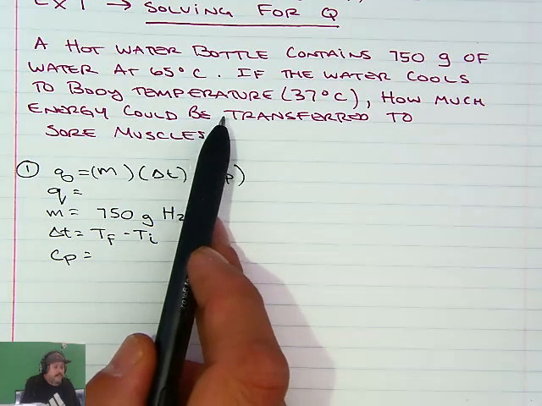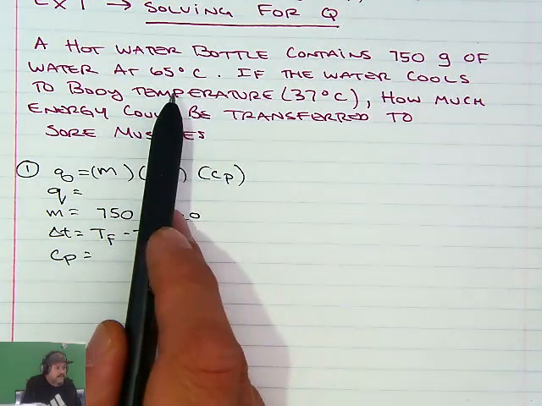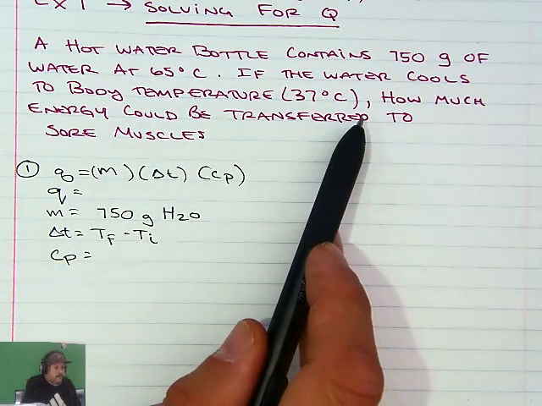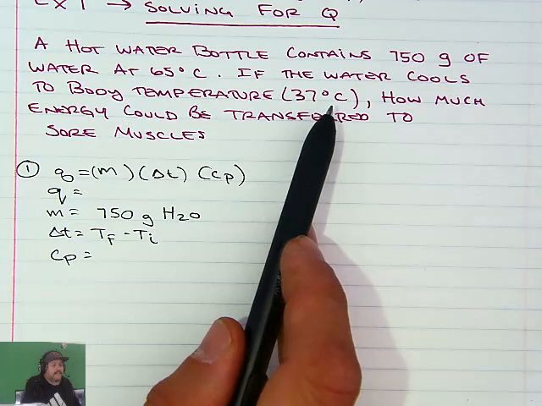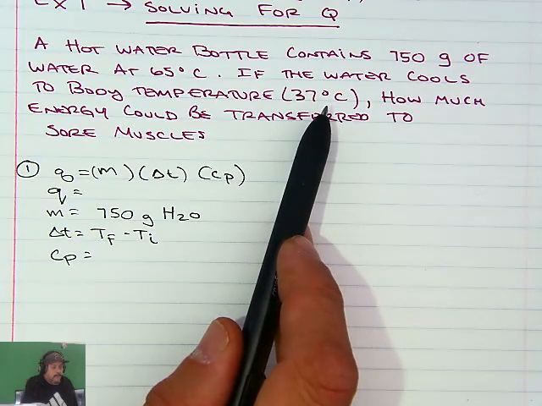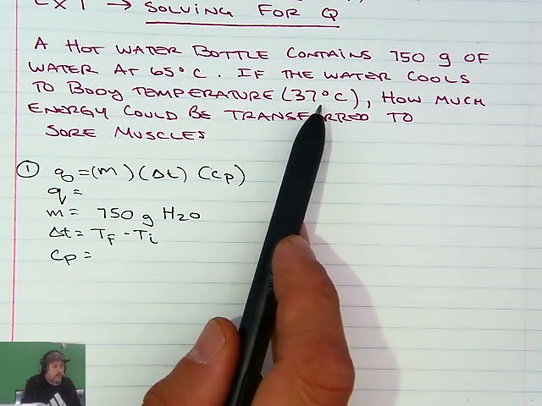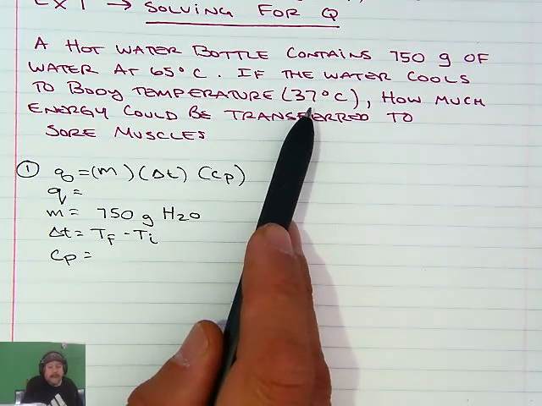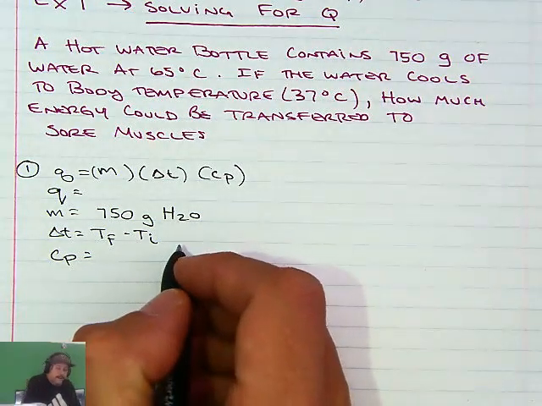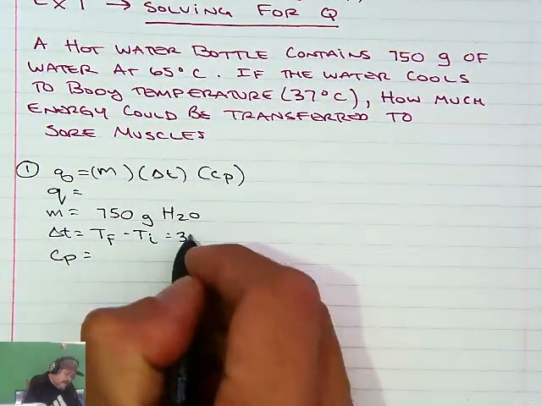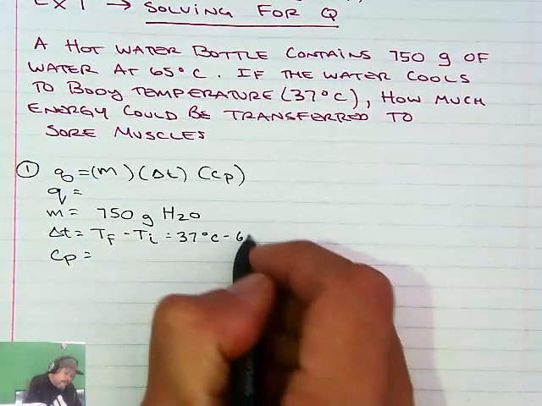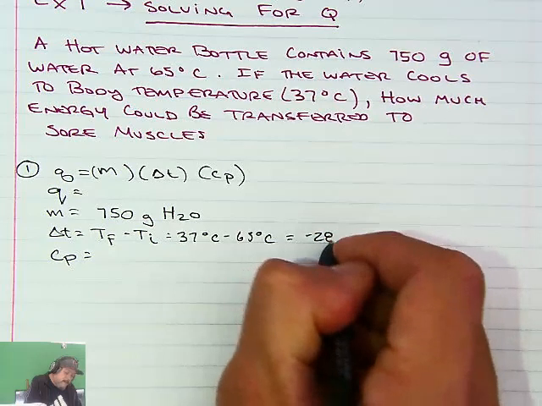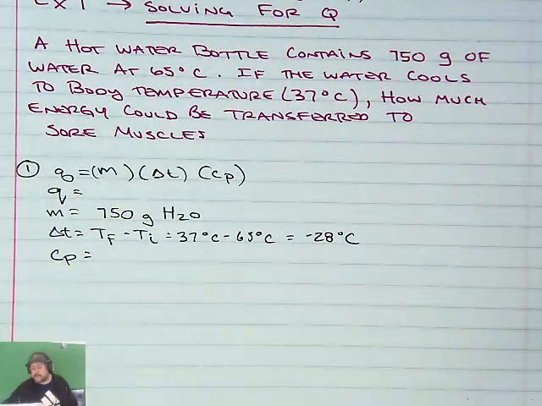So let me see if I can figure this out. There's a water bottle that has water at 65 degrees Celsius. When it says if the water cools, that means that's what's going to happen. So that's what happens last. If the water were to cool to body temperature, 37 degrees, to me that tells me that's last. So I would write that as 37 degrees Celsius minus 65 degrees Celsius. I put that in the calculator, and I'm going to get negative 28 degrees Celsius.